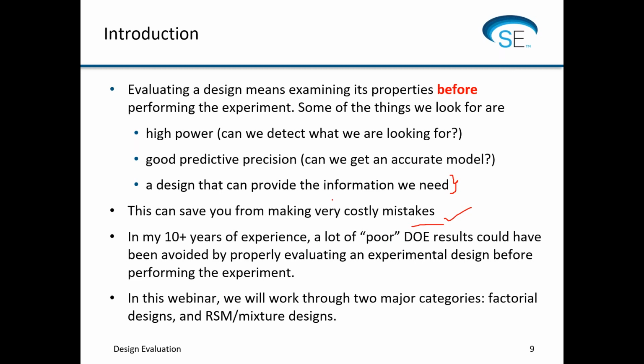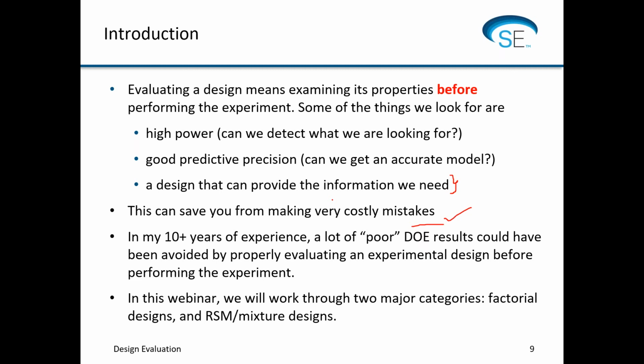In my 10 plus years of experience, a lot of quote unquote poor DOE results could have been avoided by evaluating an experimental design before doing the experiment. So I've seen people set up experiments where everything is aliased with everything else, and then they ask me, "Oh, why can't I get interaction effects from this? I used up all my run budget. How do I get interaction effects?"